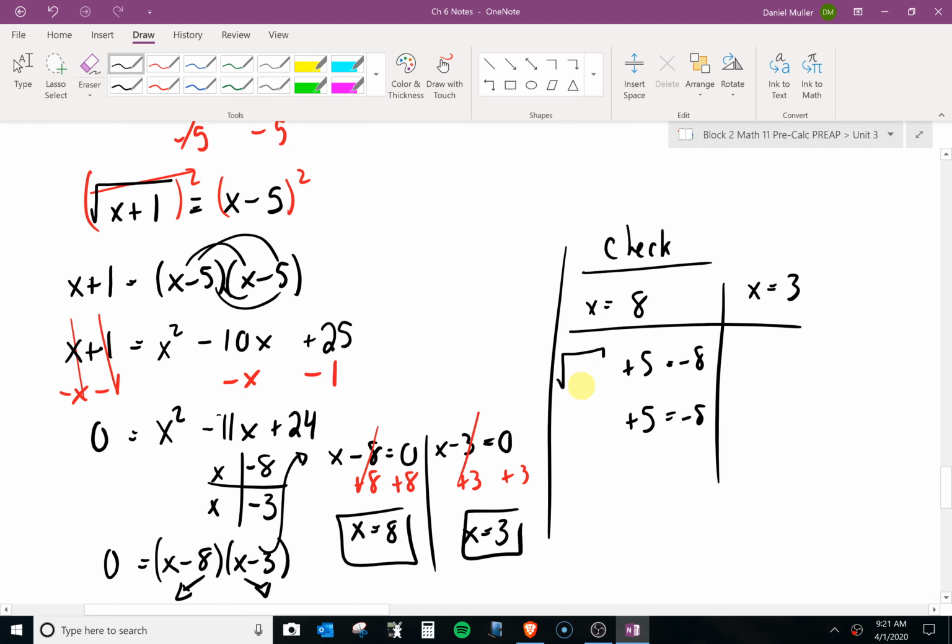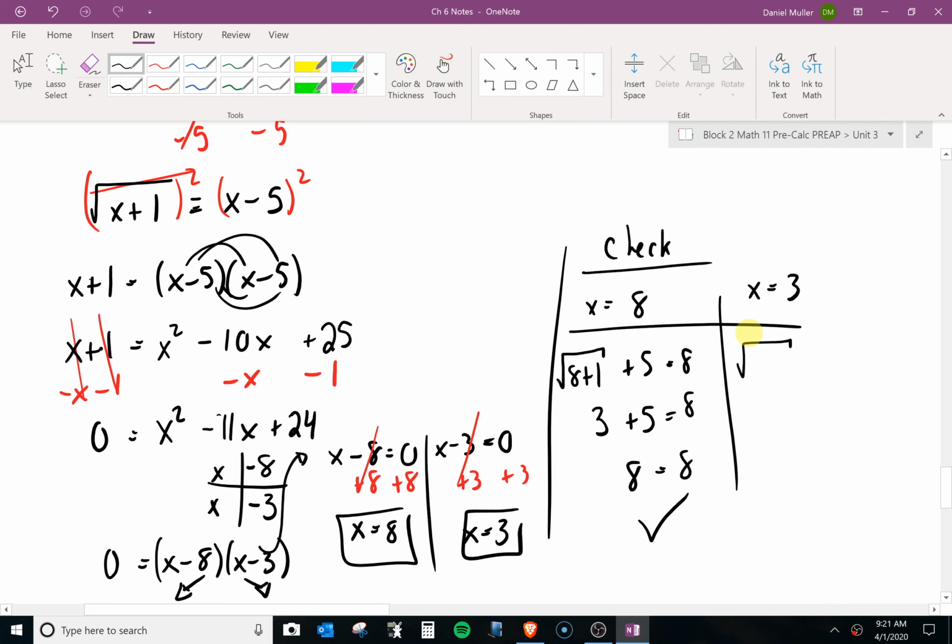Instead of x plus 1, it'll be 8 plus 1, which is 9, and the square root of 9 is 3. 3 plus 5 is equal to 8. And on the other side, we were equaling x, and our x value is 8. So that's 8, that's 8, that's 8. And 8 does indeed match. So looks like that one's okay.